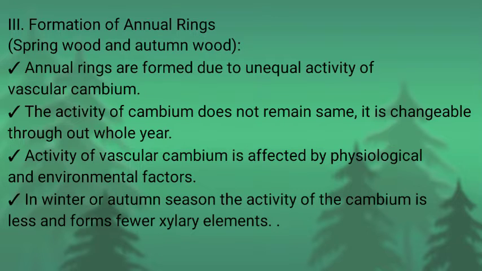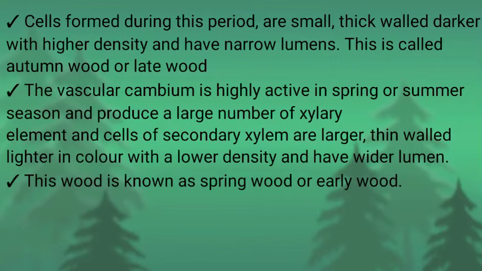In winter or autumn season, the activity of the cambium is less and it forms fewer xylary elements. The cells formed during this period are small, thick-walled, darker, with higher density and narrow lumens. This type of wood is called autumn wood or late wood.